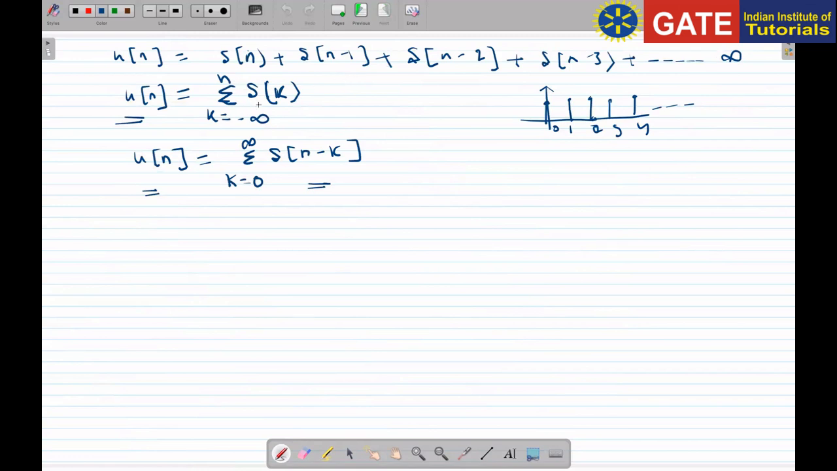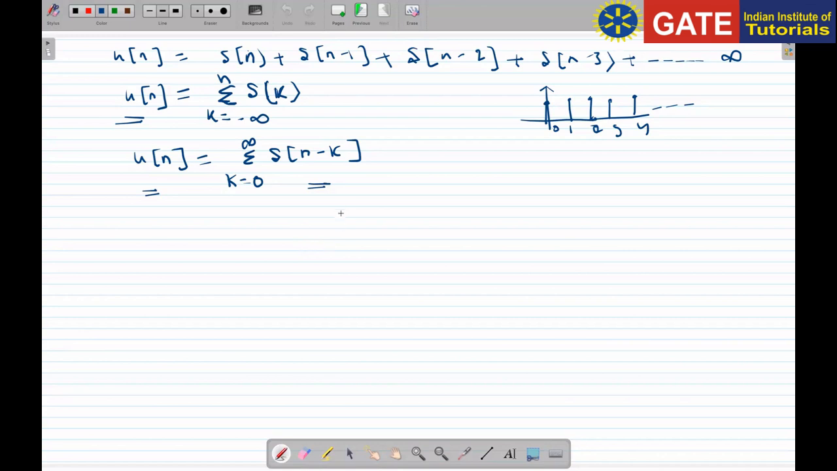Just showed you how it is summation from minus infinity to n of del of k is u of n. So in case of discrete time, we have del of n is equal to u of n minus u of n minus 1. And in continuous time, it is del of t is equal to d by dt of u of t. This you have understood.